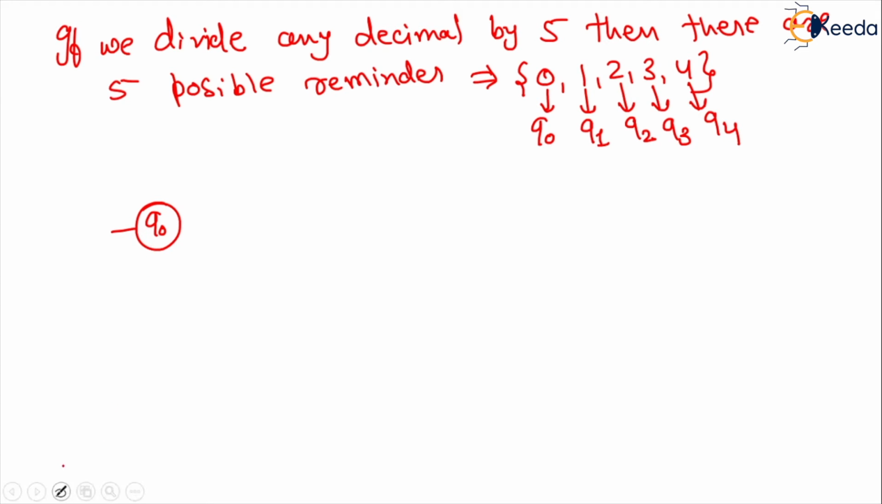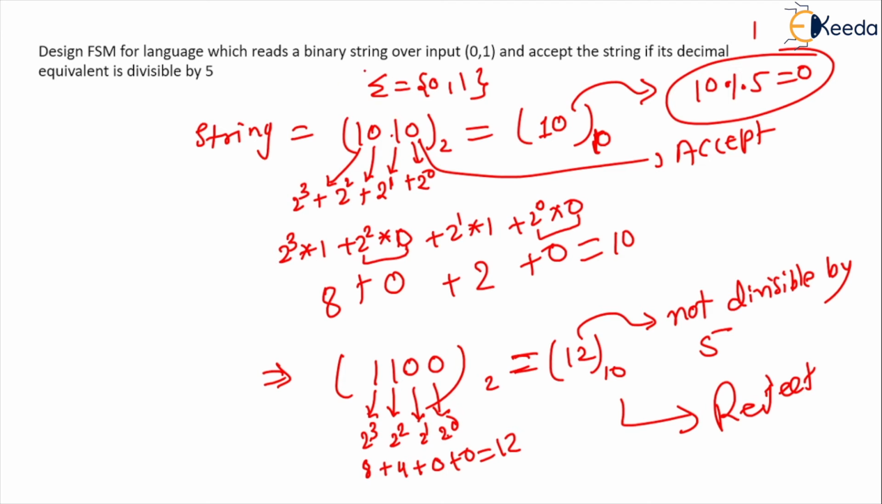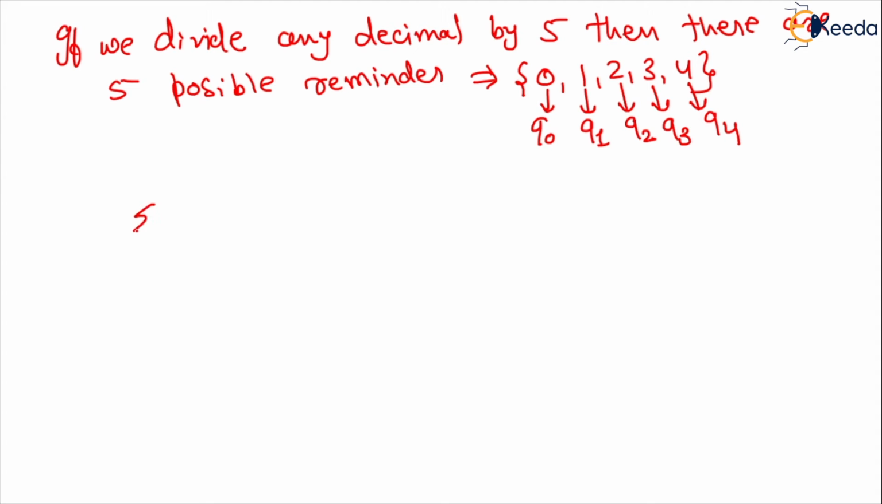Now, first, what is the initial state and what is the final state? What is the minimum string that you accept in this question? The question is: what is the minimum string of 0, 1 whose decimal is divisible by 5? So if you write the string null, here the final state is fixed.